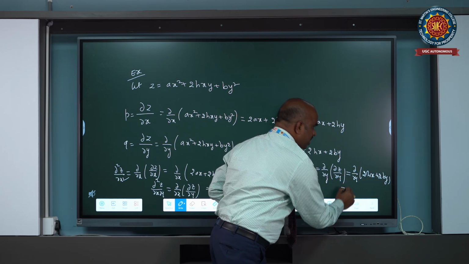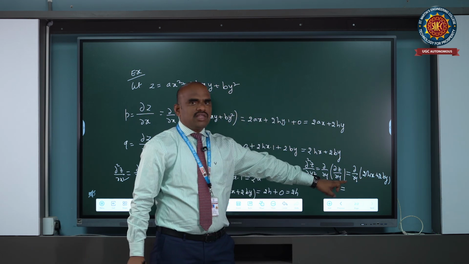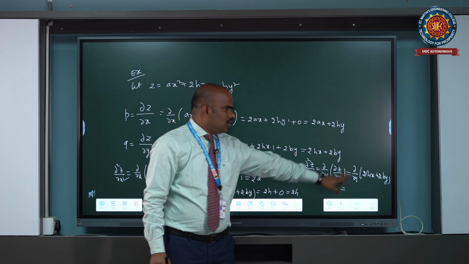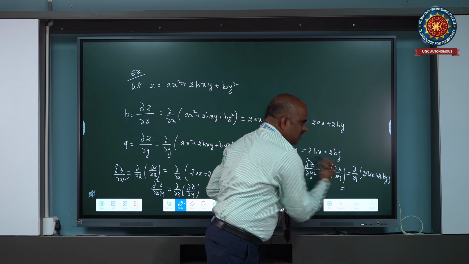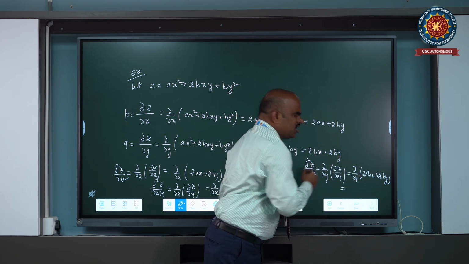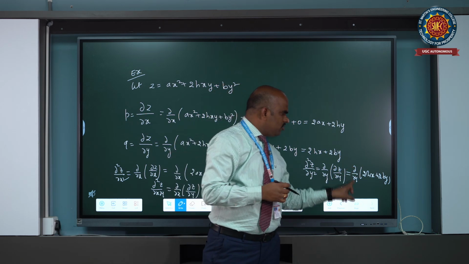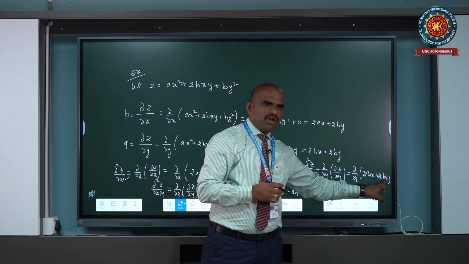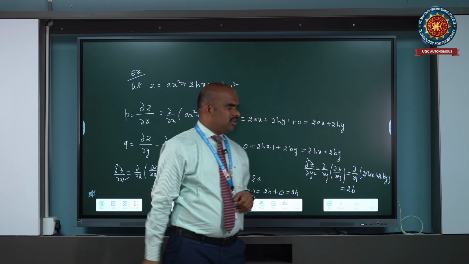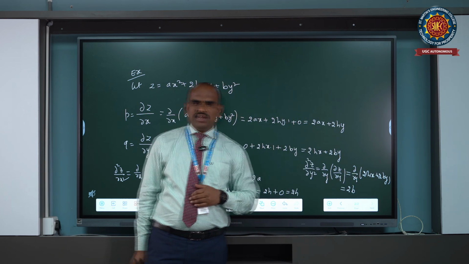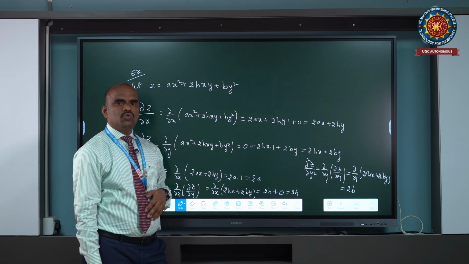So, with respect to y we are performing, we have to treat the other variable x as a constant. ∂/∂y of 2hx, which is also constant. So, ∂/∂y of a constant is 0. ∂/∂y of 2b into y: 2b is a constant, and ∂/∂y of y is 1. So, finally, ∂²z/∂y² is 2b.